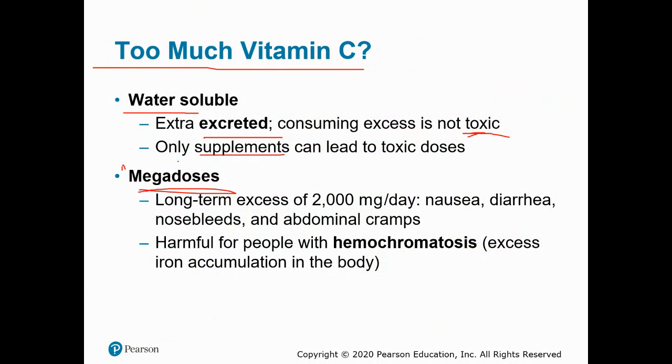So this concept of megadosing is like when you've taken a lot of the supplement for a long period of time. So long-term intake of more than that upper limit can lead to, especially diarrhea would be maybe one of the first symptoms. Can also lead to nausea, could lead to some nose bleeding, and could lead to abdominal cramping. This would definitely be dangerous for anybody who has hemochromatosis, which is an excess accumulation of iron in the body.